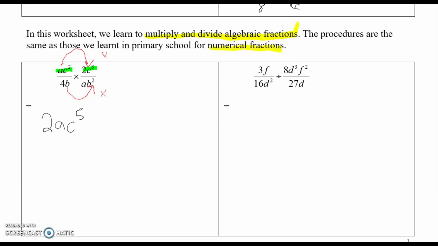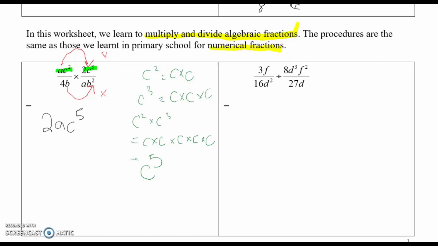This is because we know that c squared is equal to c times c. And we also know that c cubed is c times c times c. So therefore, c squared times c cubed is equal to c times c multiplied by c times c times c. And altogether, we will simplify it to c to the power 5.